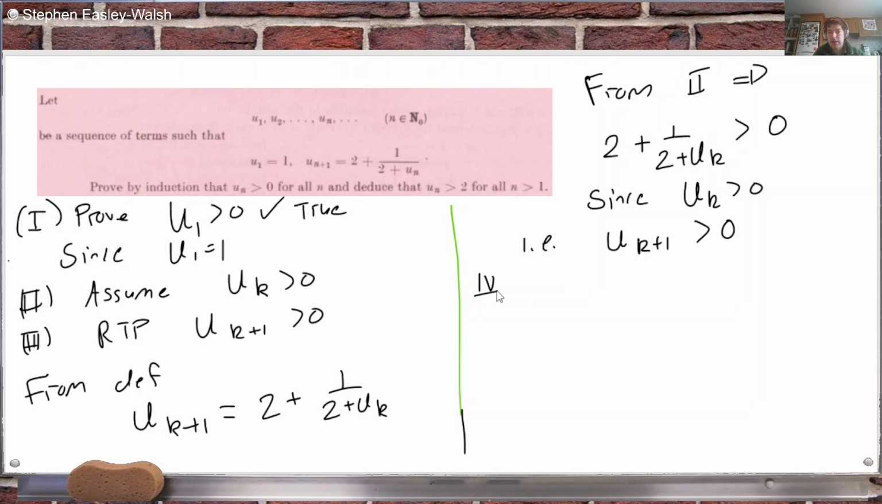So then you have your logic, 1 plus 2 plus 3. That implies, you know the story here. U1 is positive. U2 is positive. U3 is positive, etc.